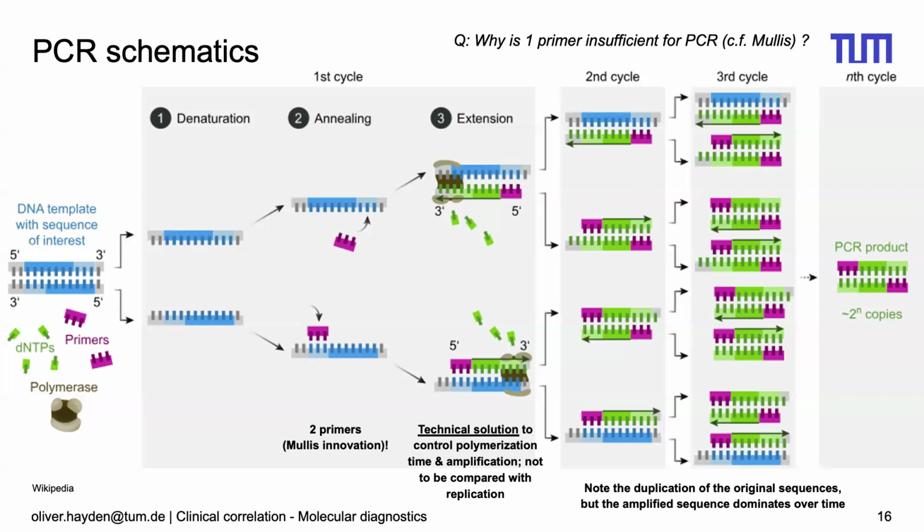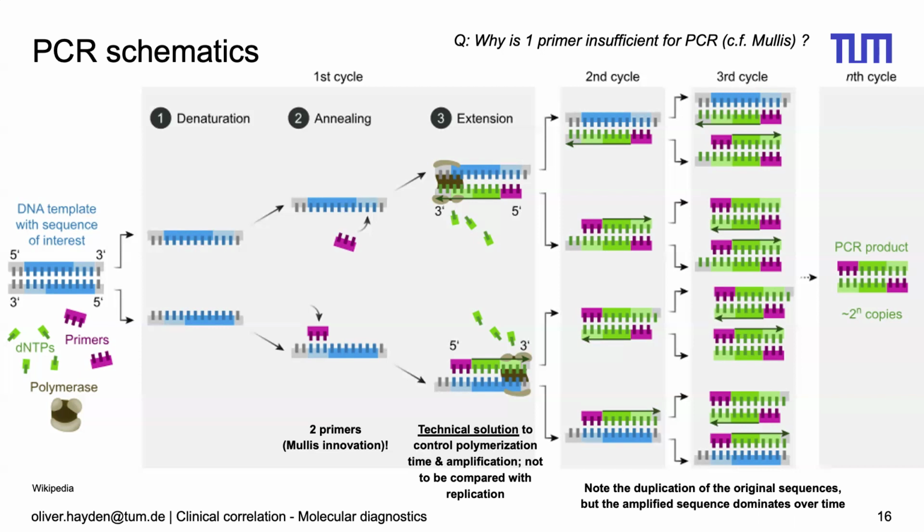And if you do so, you end up with what? How many strands do we have now, after this first round? 4 strands, okay? The 2 original ones and the first 2 copies. And now we start all over again.